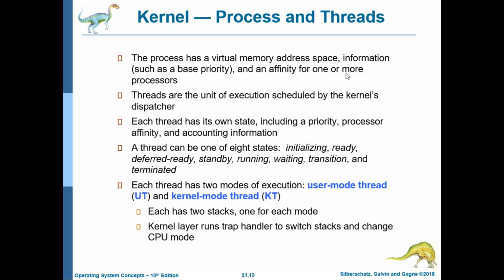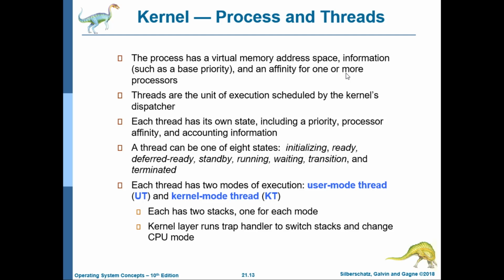So for the kernel, processes and threads: the process is a virtual memory address space. It also has information such as base priority and an affinity for one or more processors. And threads are the unit of execution scheduled by the kernel's dispatcher. Each thread has its own state, including a priority, processor affinity, and accounting information. A thread can be in one of eight states: initializing, ready, deferred ready, standby, running, waiting, transition, and terminated.